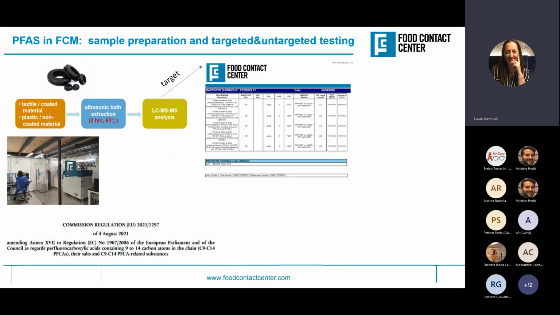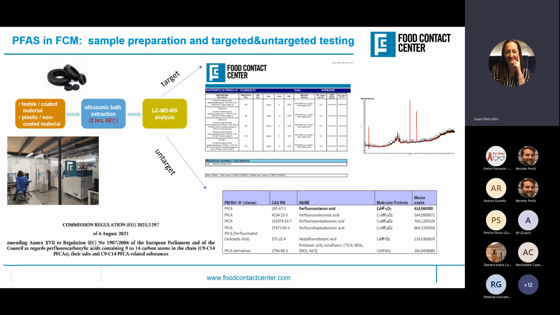So as I said before, for that kind of sample, ultrasonic bath and then methanol, and then the targeted testing, referring to the list of PFAS that are included in the new version of the EPA method, and also untargeted testing, referring to our library. As I said before, we do not have trouble respecting the law, considering the migration.